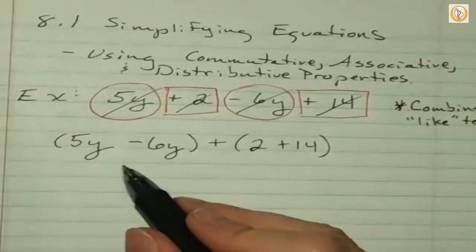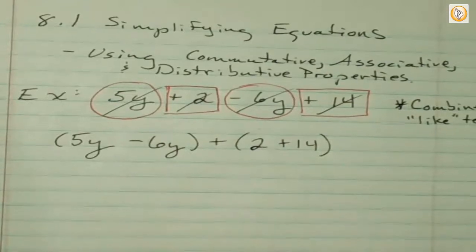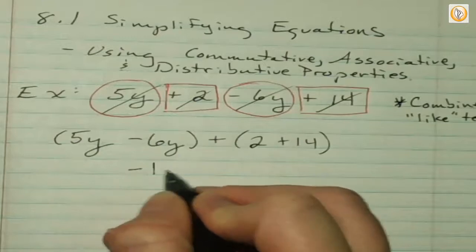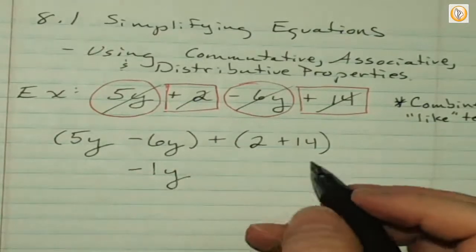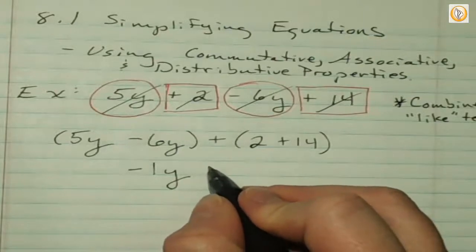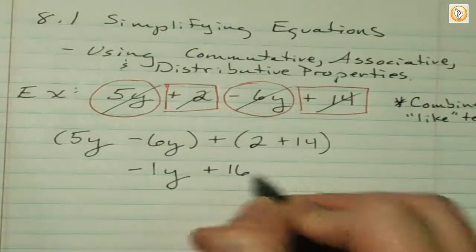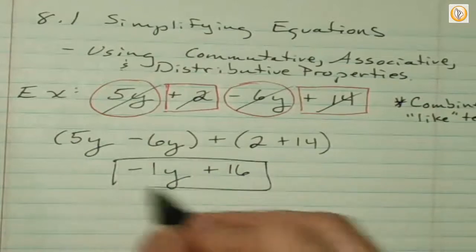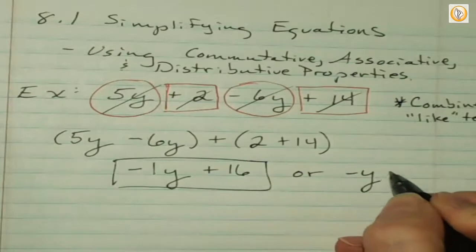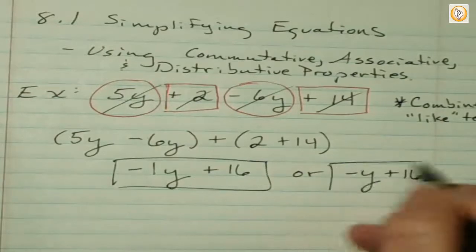Now we can combine. What is 5y minus 6y? Negative 1y. Just negative y. And then 2 plus 14 is 16. So there's your answer. Or you can just say negative y plus 16.